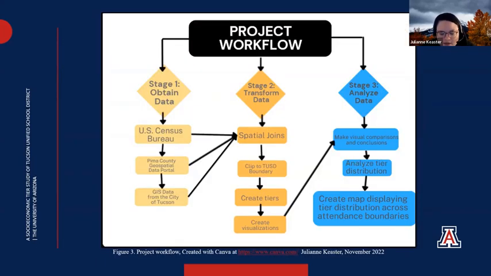So the first step that I needed to do to complete this study was to obtain data. This is a high-level overview of the workflow I completed in order to capture, transform, and analyze the data. I retrieved first census block group data from the 2016 to 2019 5-year American Community Surveys from the United States Census Bureau, and I specifically used TIGER/Line shapefiles that were in a geodatabase format.